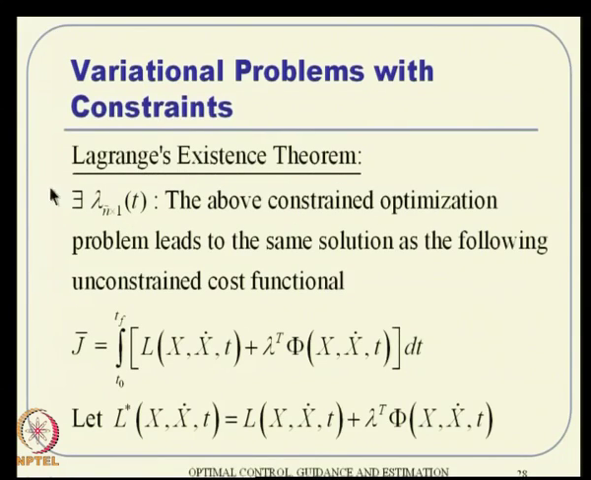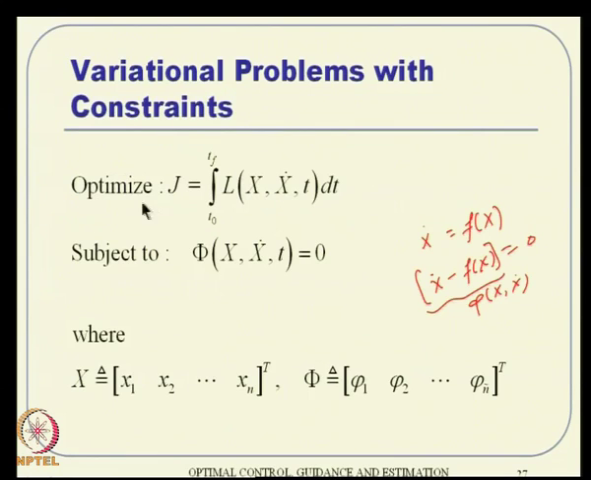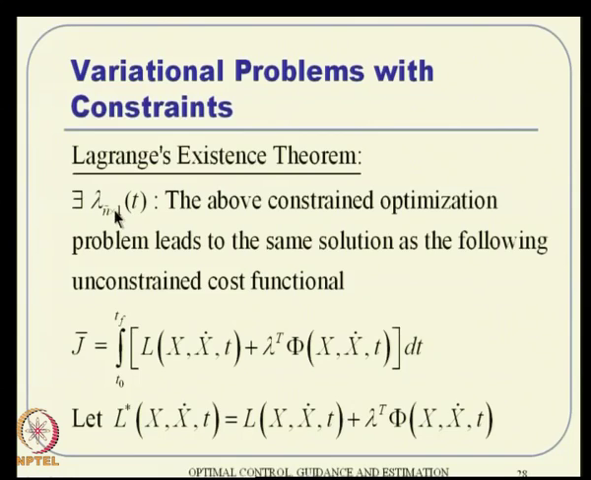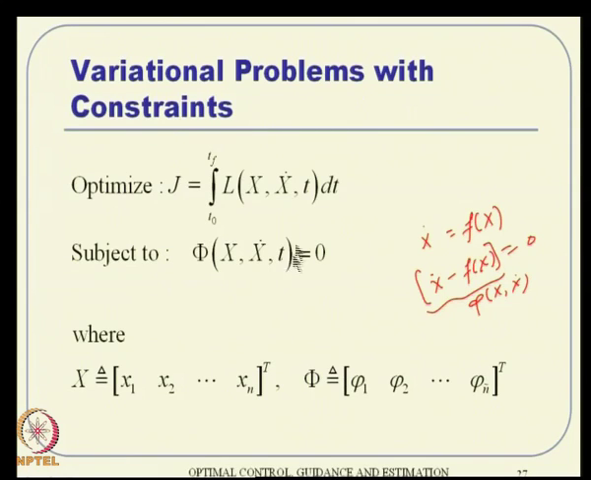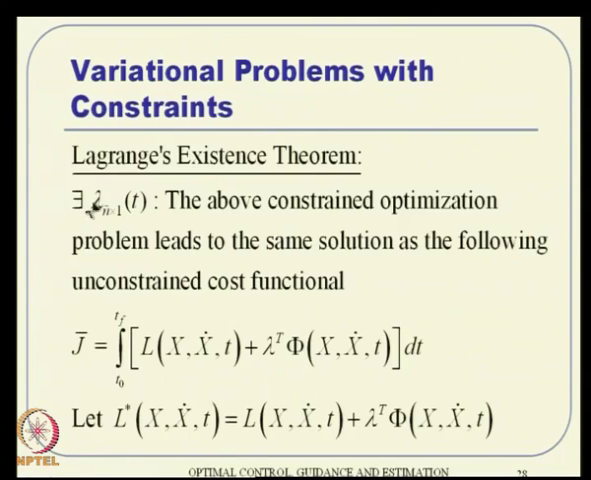See, what it tells is that there exists this same dimensional co-state vector now, lambda, which is a function of time. Its dimension is the same as the constraint, phi tilde rather. So it tells there exists a variable called lambda of t, of the same dimension as the number of constraints.